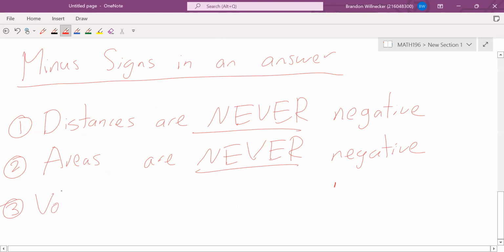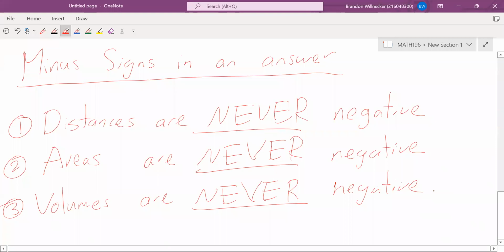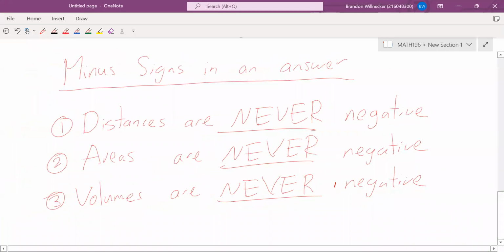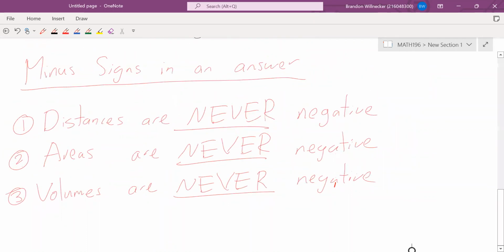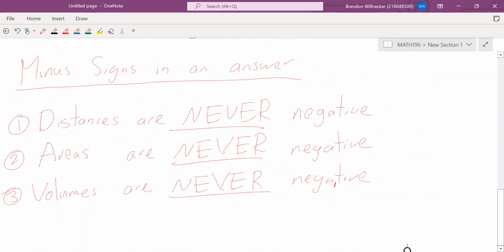Number 3, volumes are never negative. If you're using the disk method, the washer method, or the shell method, and you get a negative answer, you've done something wrong. So these 3 cases, distances, areas, and volumes, are never, ever negative. You should never get a minus sign with those answers. Anything else, you can get whatever.